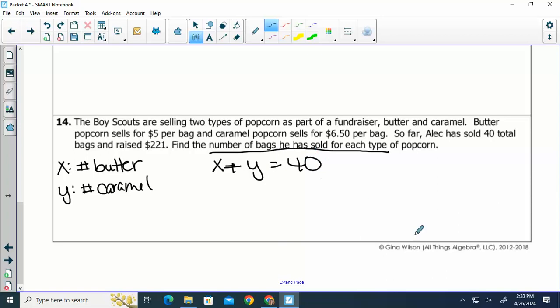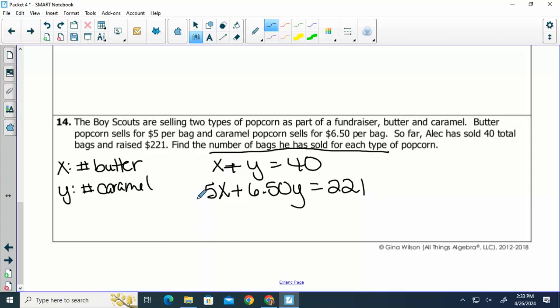X plus Y equals 40. All right, then we know the price of popcorn is $5 if it's butter flavored. So to get the cost for all of those, we would just do 5x plus 6.50y equals 221. Okay.